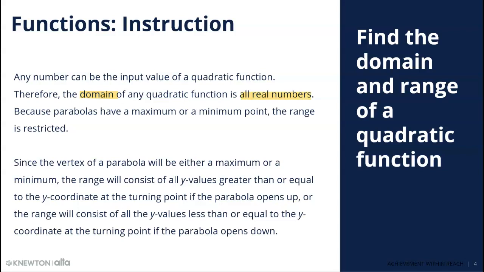Now, since parabolas have a maximum or a minimum point, the range is restricted. Since the vertex of the parabola will either be a maximum or a minimum, the range will consist of all y values greater than or equal to the y coordinate at the turning point of the parabola if the parabola opens up. The range will consist of all y values less than or equal to the y coordinate of the vertex if the parabola opens down.